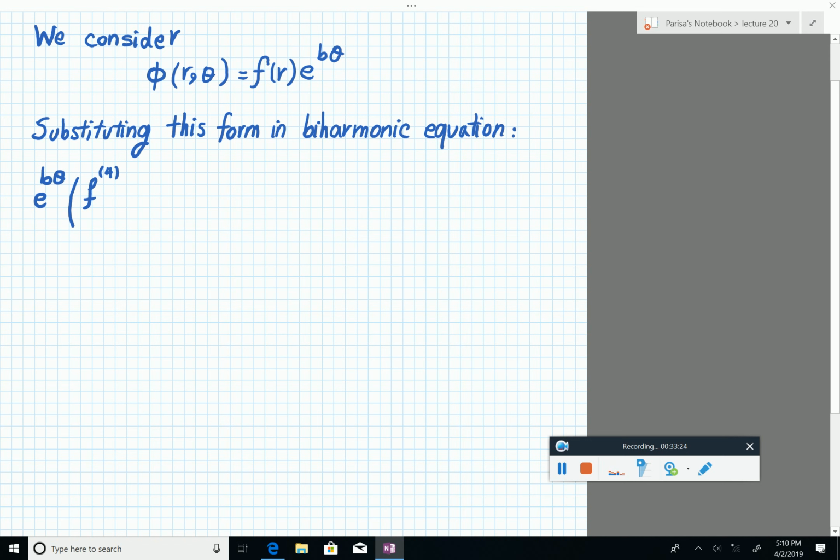So e to the power of b theta is outside, and then this in parentheses is the order of derivative. So derivative of order 4. You are familiar with this notation, right? Okay. So I just write what you would get.